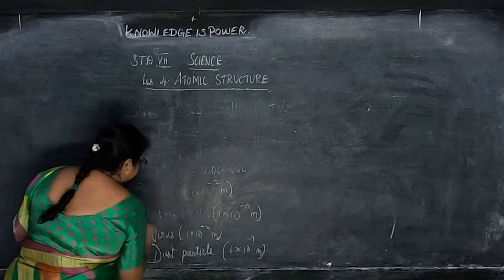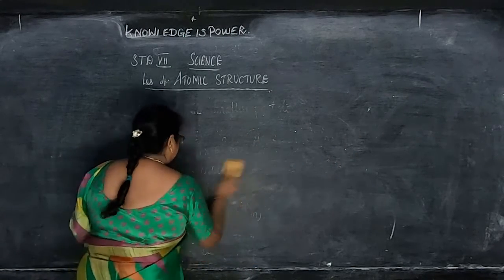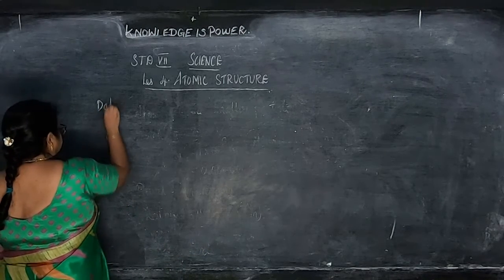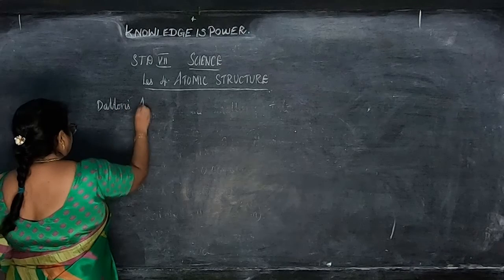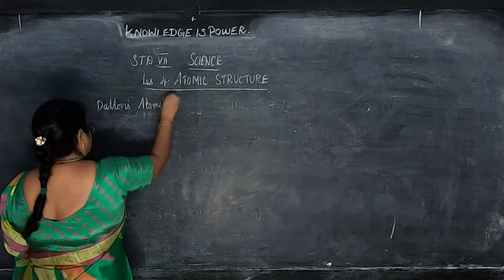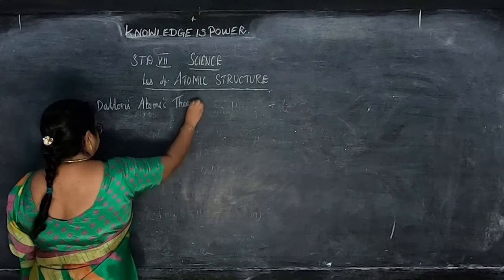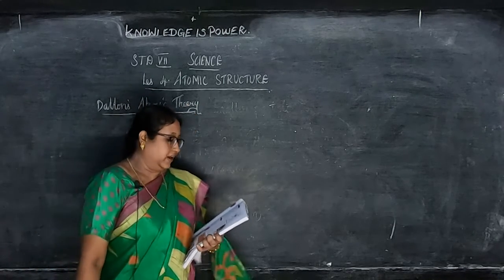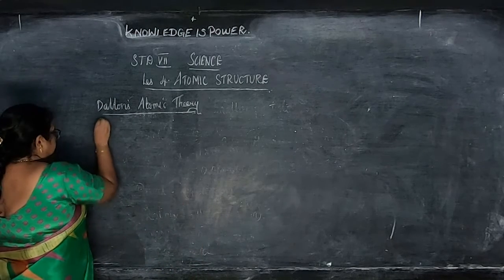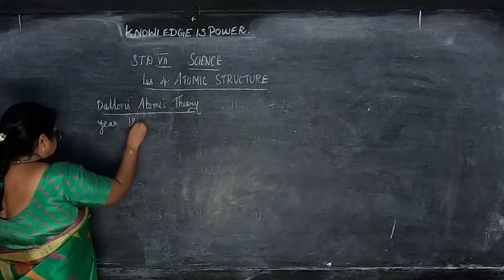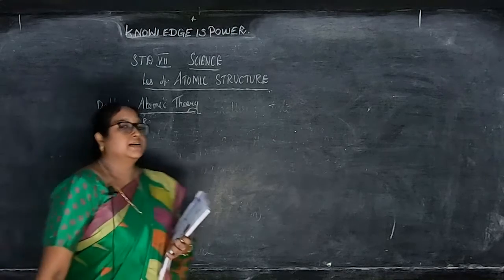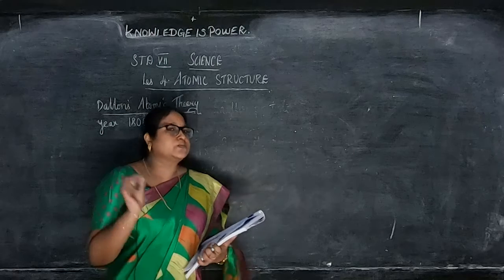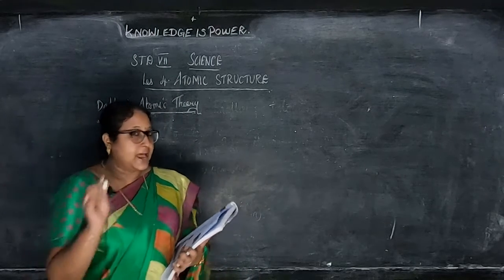So first we'll see Dalton's atomic theory. Okay, children. John Dalton proposed an atomic theory in the year 1808. Now he proposed that matter consists of very small particles which he named atoms.